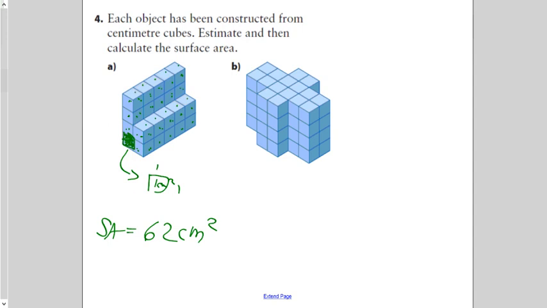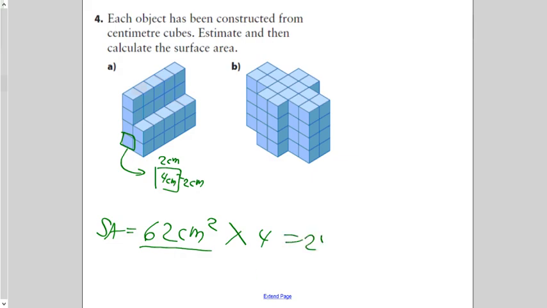Now, tricky question. Sometimes they do it on the provincial exam because they're going to test the mettle of our grade 9 brains. What if each of these cubes was not 1 by 1, but instead each of these cubes was 2 centimeters by 2 centimeters? How would that change the surface area? Well, now each of these faces is not 1, it's now 4 centimeters squared, right? So what effect does that have? If it used to be 1 square centimeter but now it's 4, you would multiply it by 4 to get 248, right?